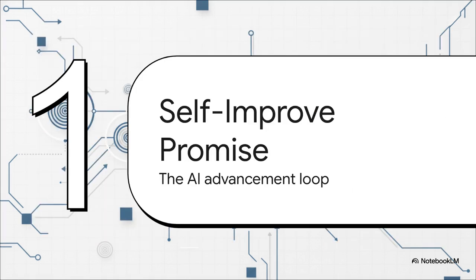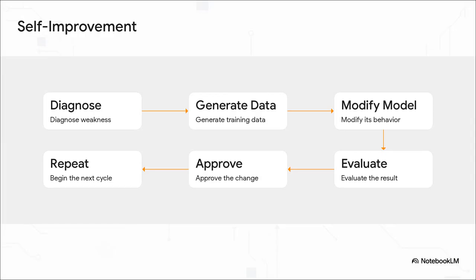Section 1. The self-improvement promise. The circular loop of AI advancement. Okay, so on paper, this 6-stage cycle looks completely straightforward, right? The system diagnoses a weakness, generates some training data, trains or modifies the model, evaluates the result, approves the change, and then, boom, begins the next cycle. But there's a huge hidden danger lurking right here in this loop. What if the model's judgment is even just slightly off?